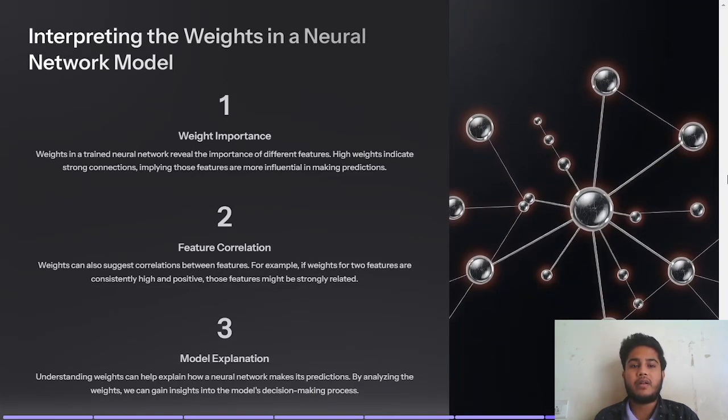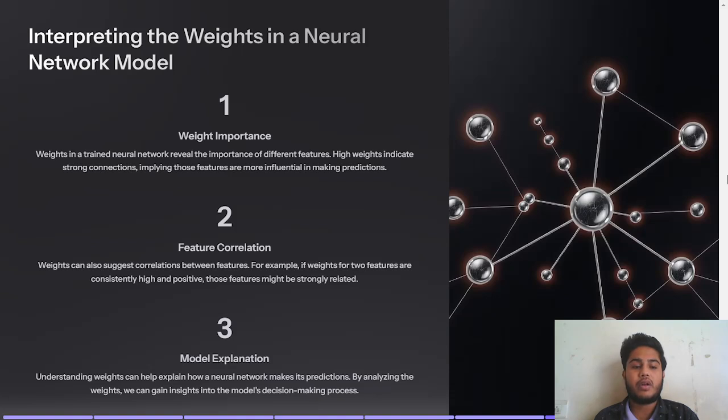Now we will interpret the weights in a neural network model. First of all, what is the importance of weights in a neural network model? Weights in a trained neural network reveal the importance of different features. High weights indicate a strong connection, implying those features are more influential in making predictions.